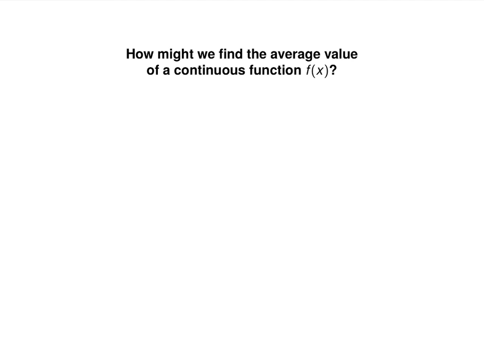So how might we find the average value of a continuous function f of x? Suppose you have some function f of x that looks something like this, and we want to find the average value between some value x equals a and some other value x equals b. The traditional sense of averaging by adding up the values and dividing by how many doesn't really work here because you have an infinite number of y values. You can't add up an infinite number of things.